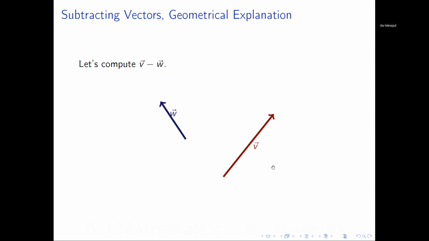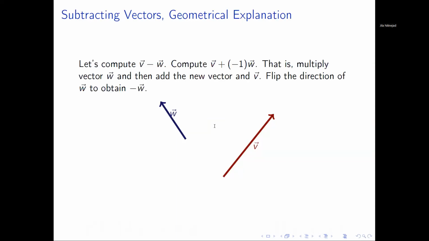So now let's talk about subtracting vectors and the geometry of that. So I'm trying to compute v minus w, vector v minus vector w. And it should be the same thing as vector v plus -1 times w. That is multiplying the vector w by -1 to change its direction, because it's v minus w, and then adding the vector v.